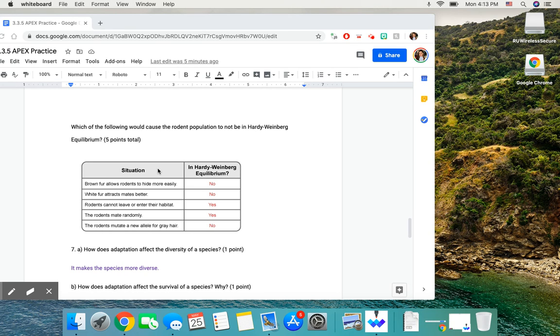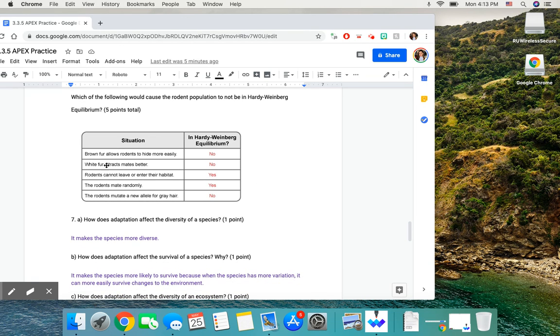So when you look at those, you're going to be able to fill in this chart just like you would as a drawing, and then you make text boxes in each one of these areas. So the first situation is brown fur allows rodents to hide more easily. So this would not cause it to be in Hardy-Weinberg equilibrium. So it asks in Hardy-Weinberg equilibrium. So that would be no, because that affects the selection, and in Hardy-Weinberg, we don't want that to happen.